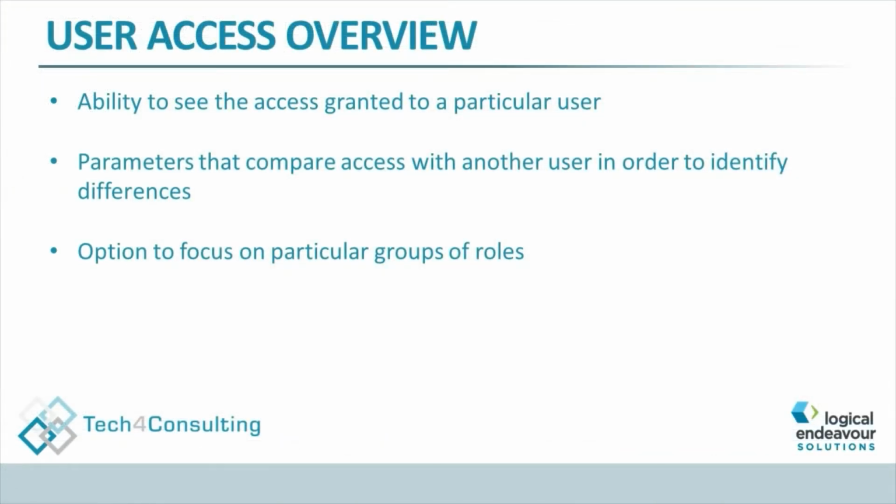The User Access Report allows us to step into how users are interacting with the system and away from the specific roles that they're members of. The report grants the ability to see the aggregated access that is given to a particular user. We can then use an additional parameter to compare that access with another user to identify any differences. As with the Role Access Report, the option still exists to break the report down based on a subset of roles using a user-defined configuration.